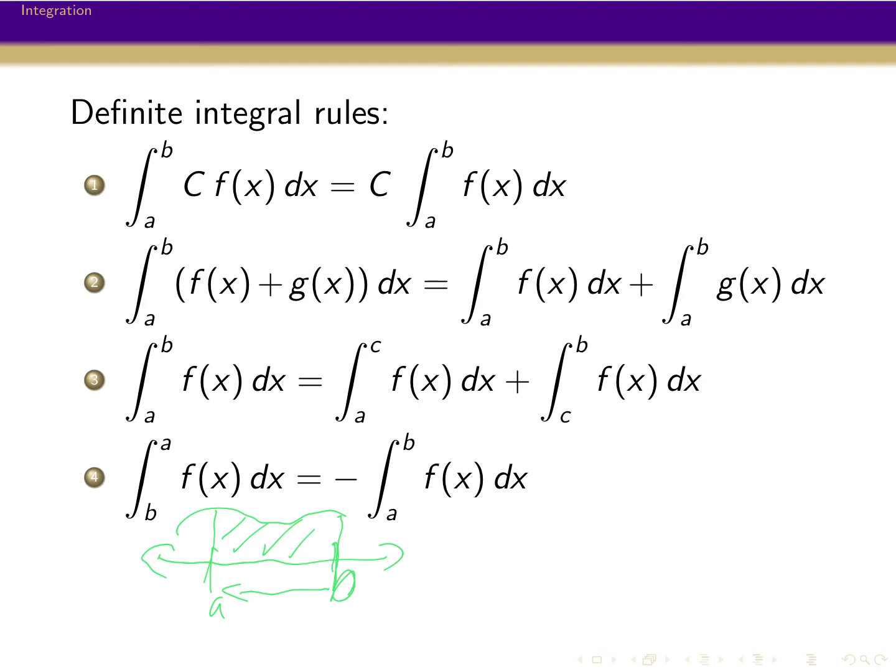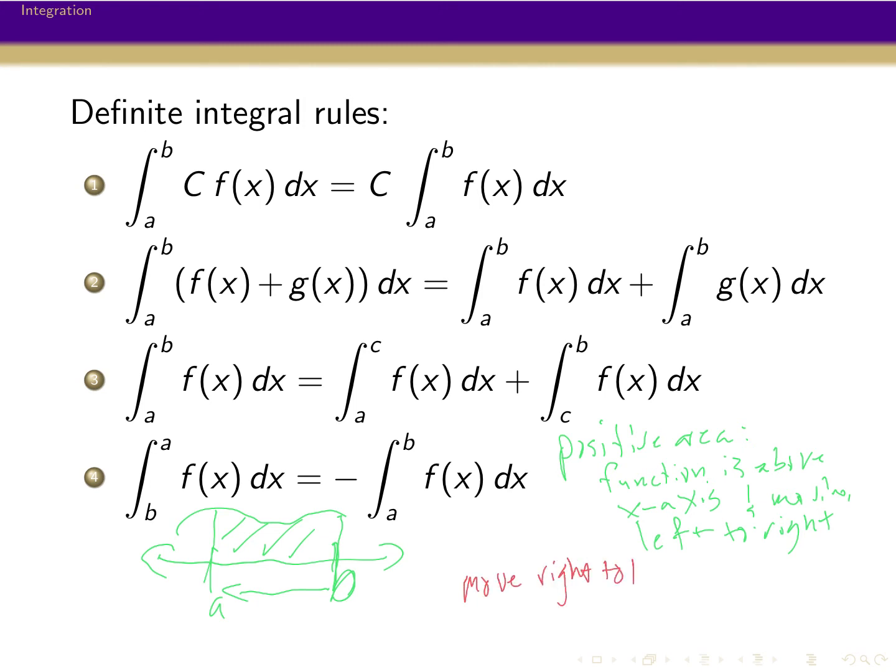And so for integrals, we have positive area when our function is above the x-axis and we're moving from left to right. If instead we move right to left, or the function is under the x-axis, in either of these cases, then our area is negative.